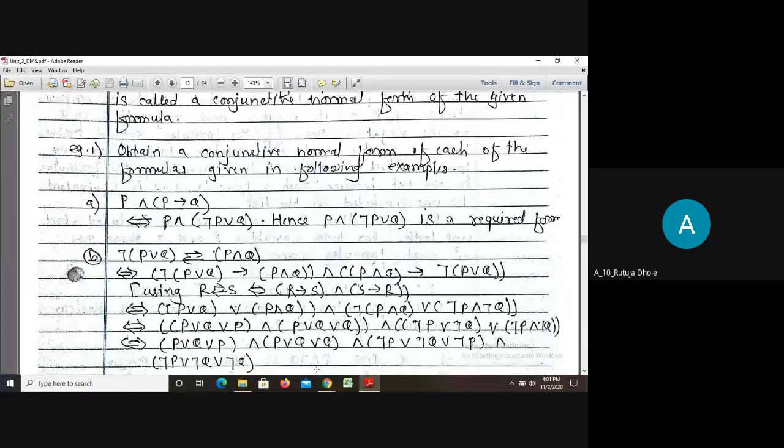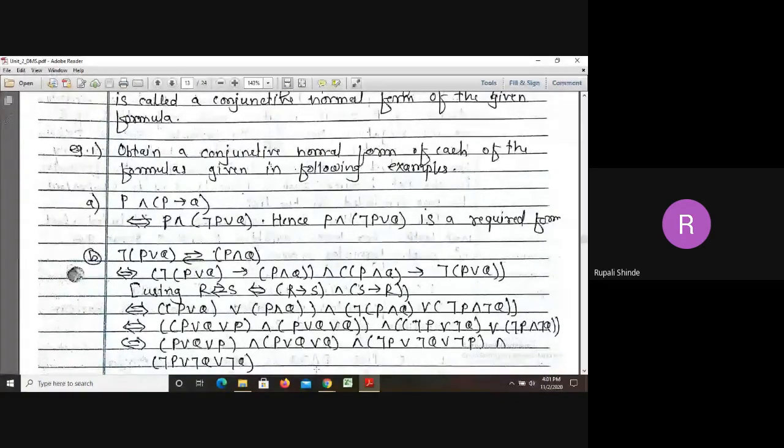Yes, ma'am. Okay. So you have to remember what DNF means: sum of elementary products. And CNF means product of elementary sums. If you remember this definition, then you will get an idea how to simplify and convert the given expression into the required form. So these are the two forms out of four.